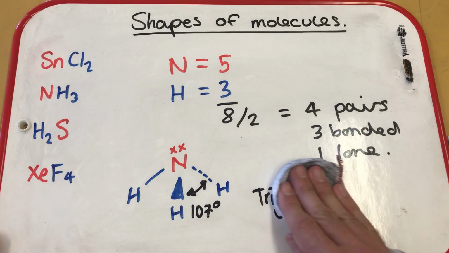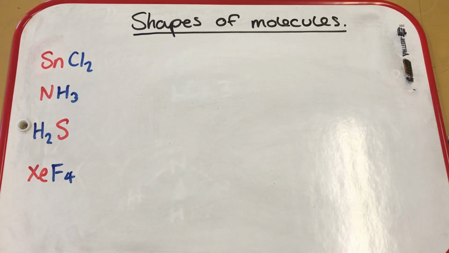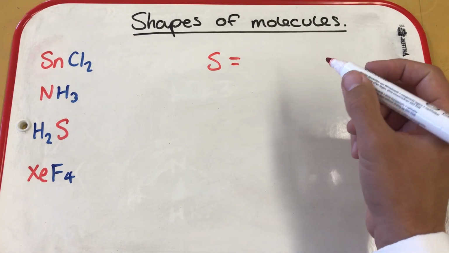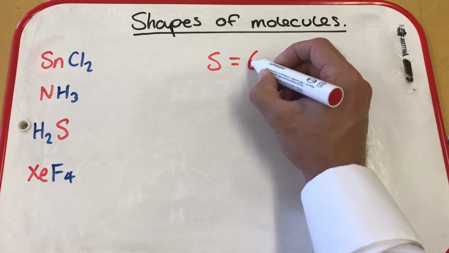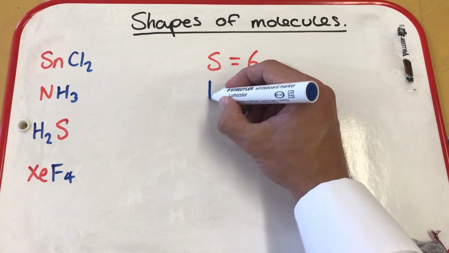Let's look at another example. So we can look at hydrogen sulphide. Here we've got sulfur. And if you have a look again at the periodic table, sulfur is in group 6. So it has 6 electrons available for bonding. There are 2 hydrogens attached.